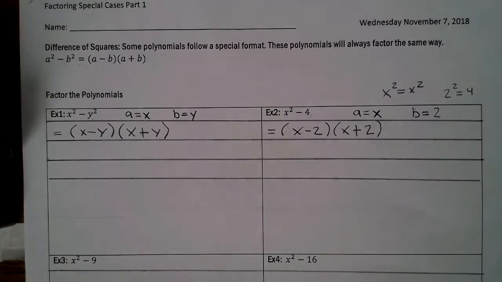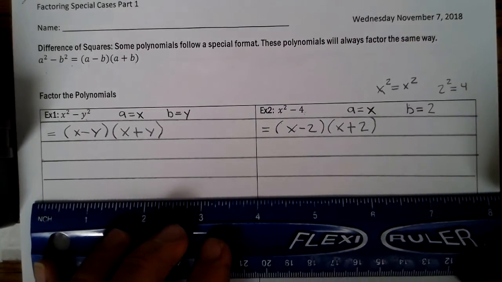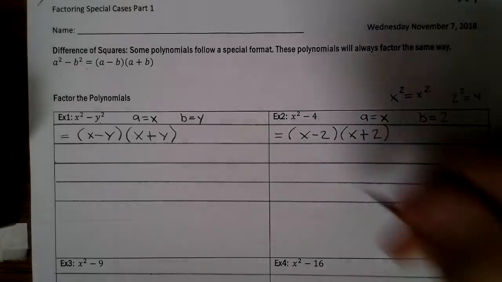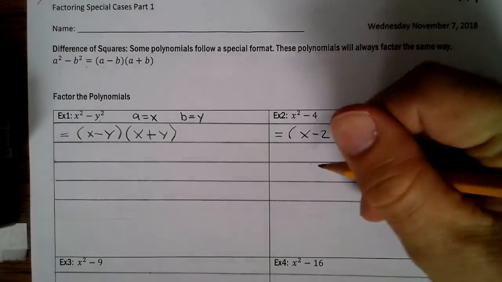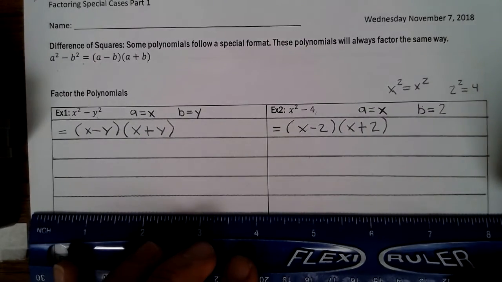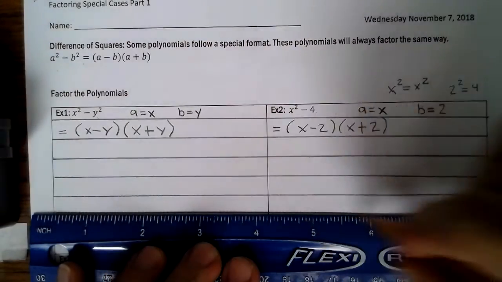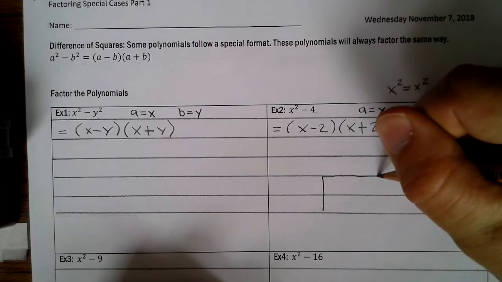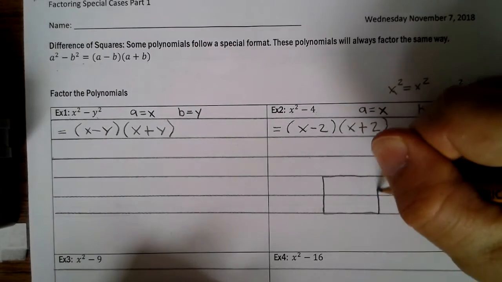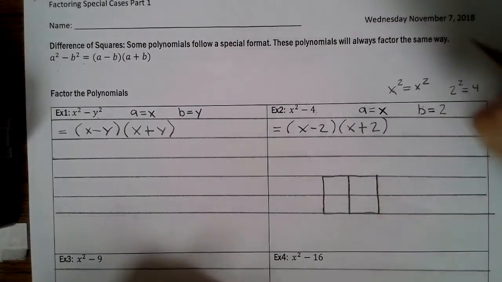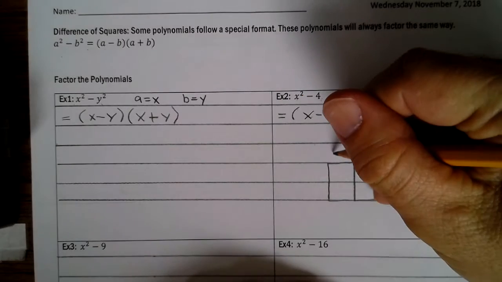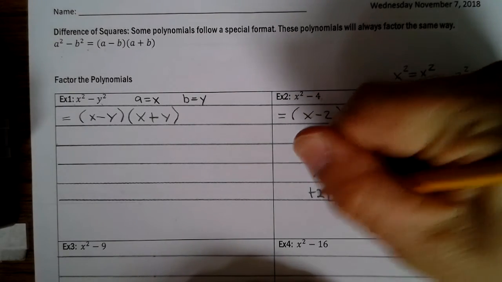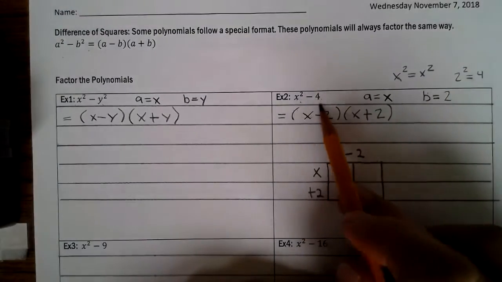Now, what I recommend doing is drawing a box. Add another line here. Okay, I recommend drawing a box and then multiplying and seeing if it works. So if you did it right, you'd have x minus 2 times x plus 2, and when you multiply, you should get x squared minus 4. And let's see if that works.